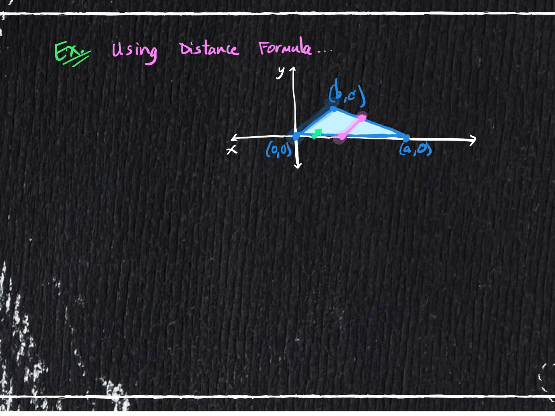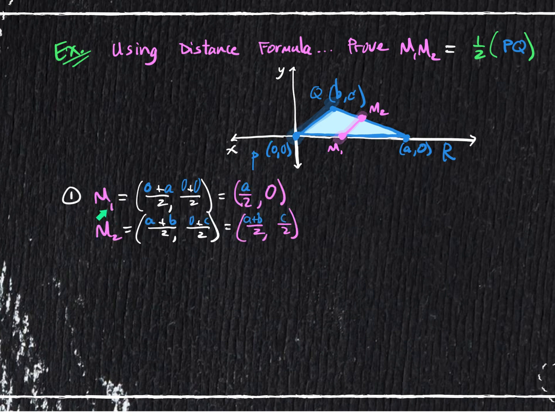All right, so in this problem, we're going to try to prove that the pink segment is always 1/2 as long as the third side. We're going to prove that that pink mid-segment, we'll call it segment midpoint 1, midpoint 2, M1, M2, its length is 1/2 the length of the blue side, PQ. Here we go. First, we'll find the coordinates of M1 and M2.